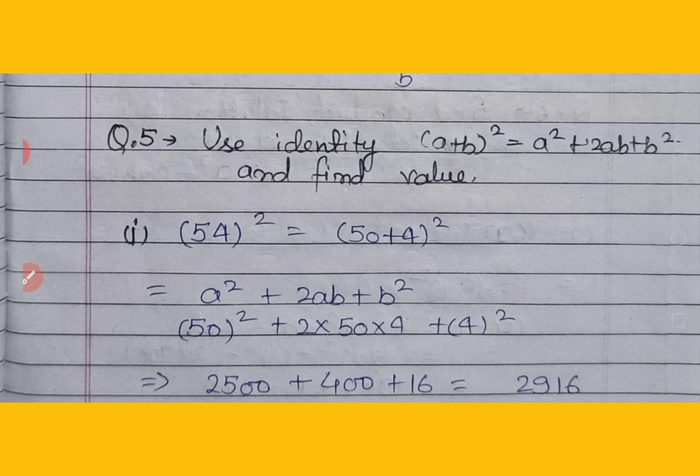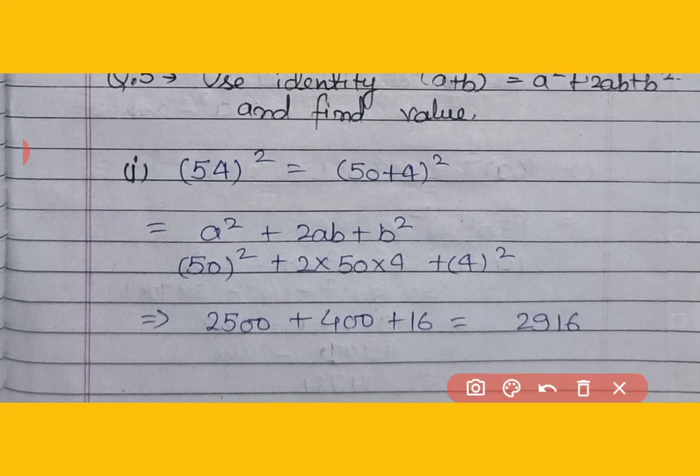In the next question it has given, use the identity of (a plus b) whole square is equal to a square plus 2ab plus b square and find the value. As we have studied here the (a plus b) whole square formula. Now it has given 54 square. We have to find 54 square by using the formula (a plus b) whole square. We can write 54 in the form of 50 plus 4. Now it is in the form of (a plus b) whole square.